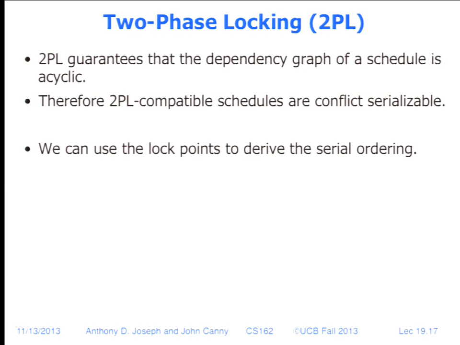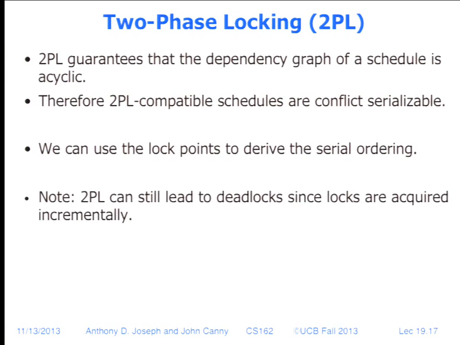Okay. All right, and so it turns out those lock points, if you look at the ordering of those lock points, those will give you the serial ordering. So if you push the transactions apart using that lock point, it'll give you the safe serial ordering that corresponds to the overlap schedule. So two-phase locking will, in general, allow you to overlap the transactions and have some concurrency, but it will nevertheless be equivalent to a serial order.